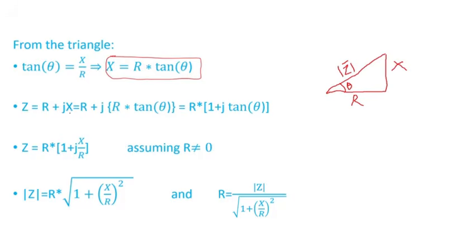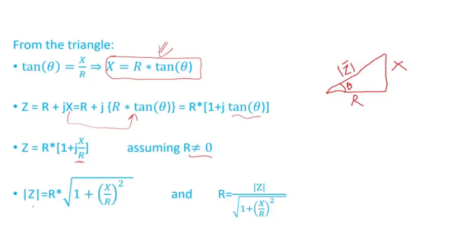Then I can just replace X with this value here from this equation. Then I can factor out R, so it's R times (1 plus j times tan theta). And I can also replace tan theta here with X over R. Or you can just directly write Z is R plus jX, then just factor out R, assuming the resistance is not 0. So that's another way you can do it.